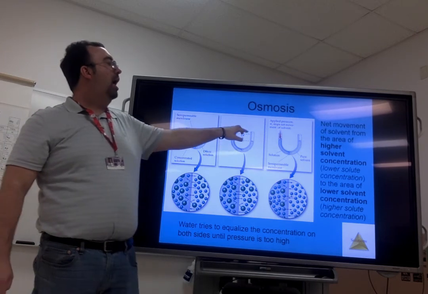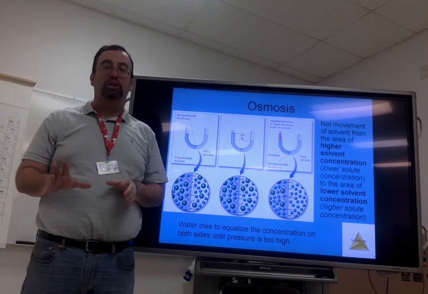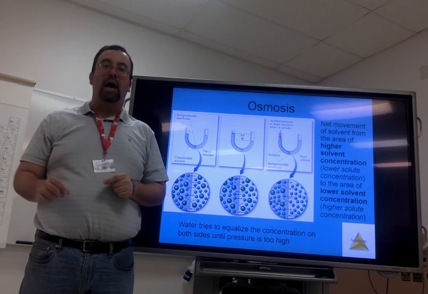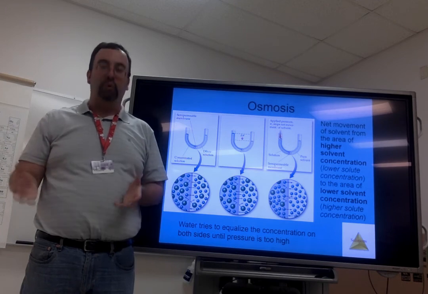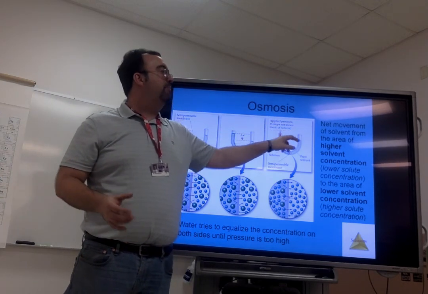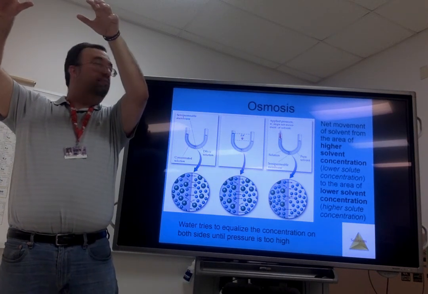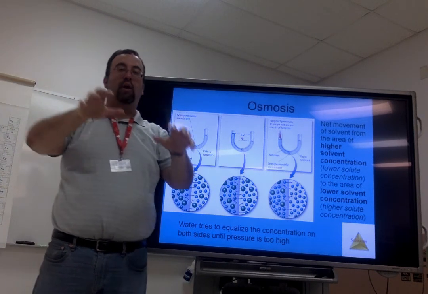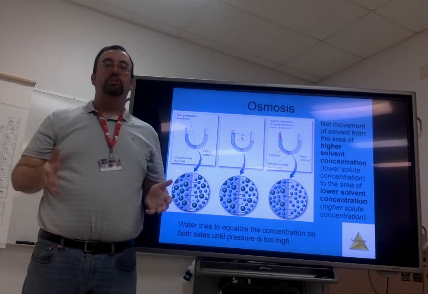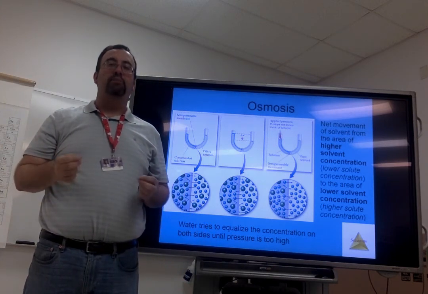And so in this case, we're looking at pressure, and for osmotic pressure, they use the Greek symbol pi because it stands for P in the Greek alphabet. So the net movement of solvent from the area of a high solvent concentration to the area of a low solvent concentration is referred to as osmotic pressure as well.